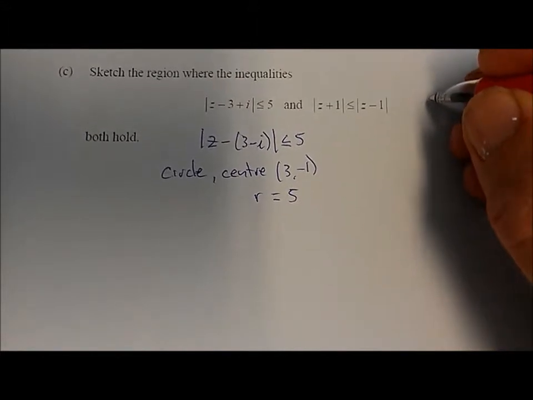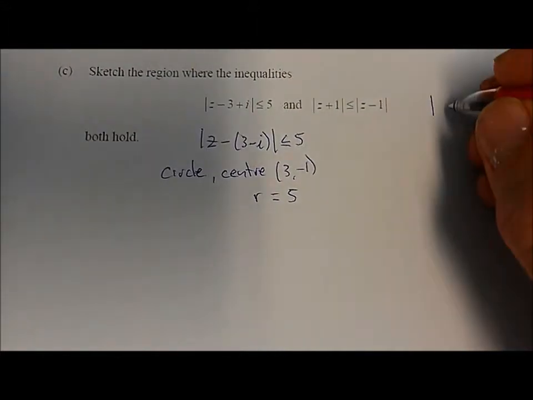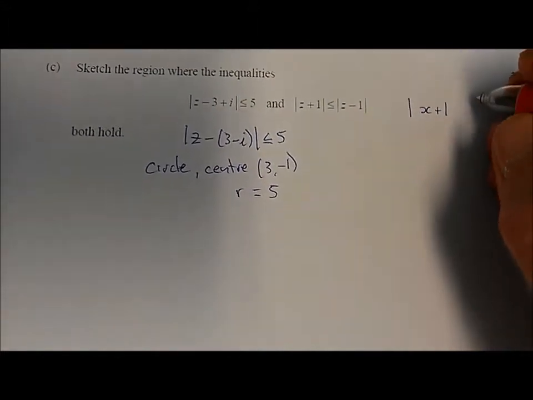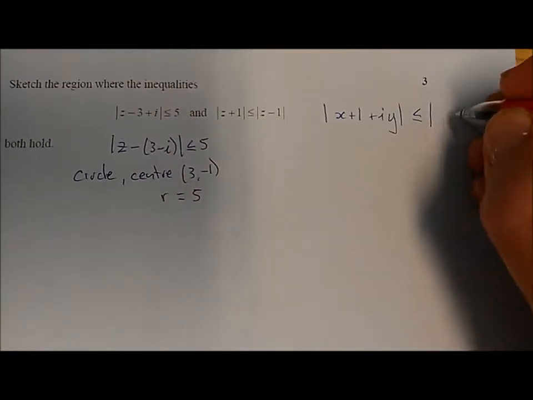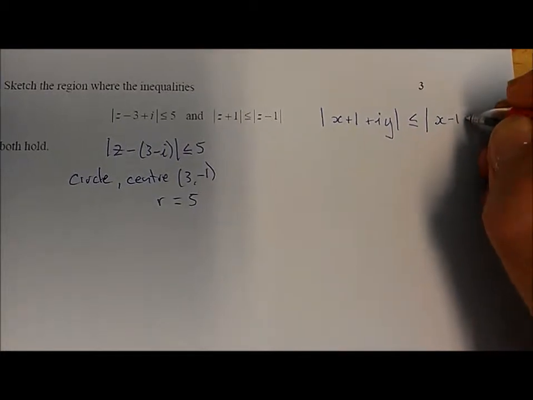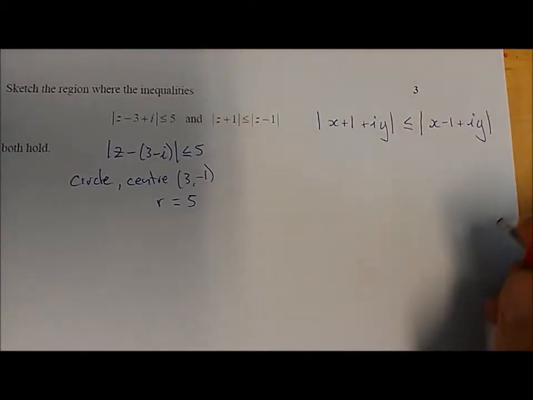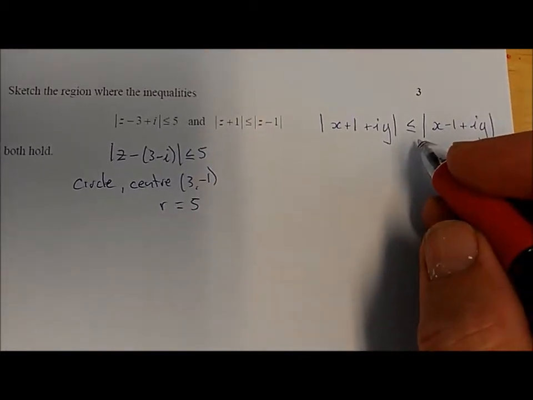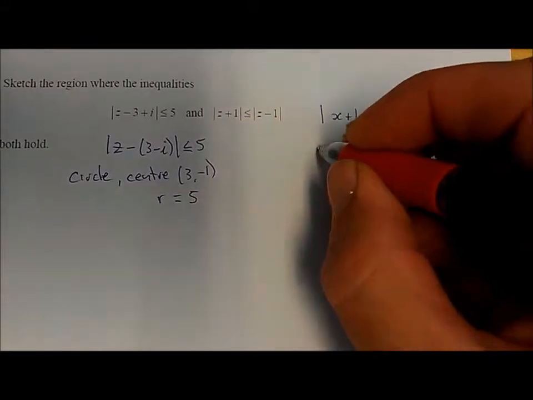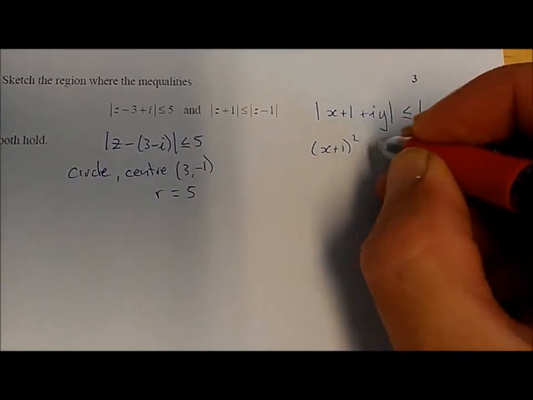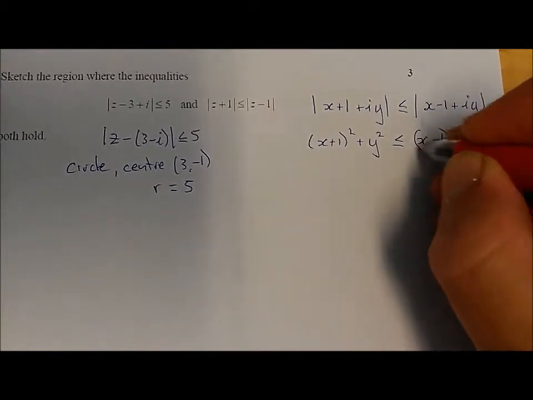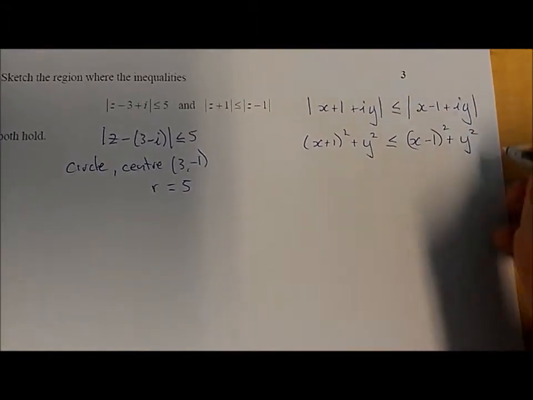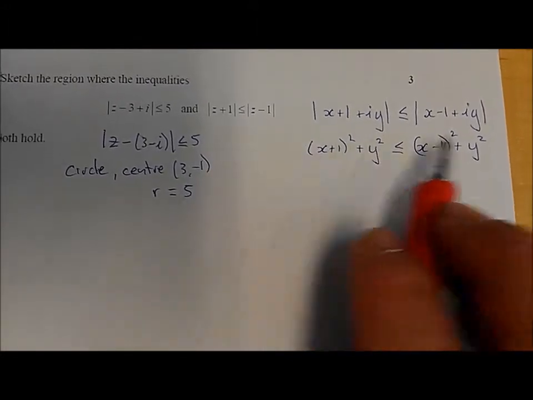Putting in x plus iy, we've got x plus 1 as the real part, plus iy, is less than or equal to x minus 1 plus iy. Applying the modulus formula on both sides means you get x plus 1 all squared plus y squared must be less than or equal to x minus 1 all squared plus y squared, obviously having squared both sides.